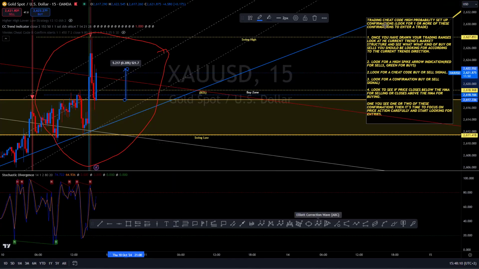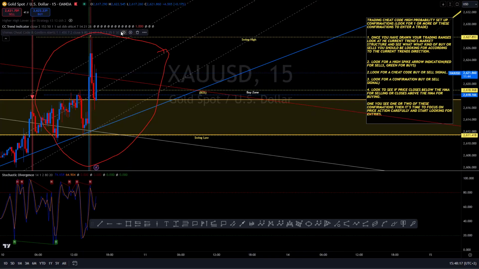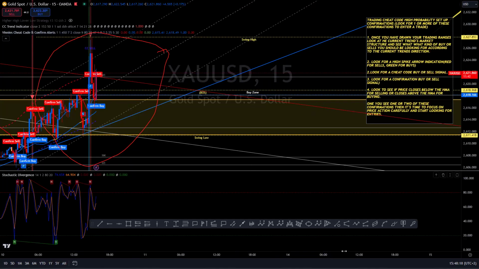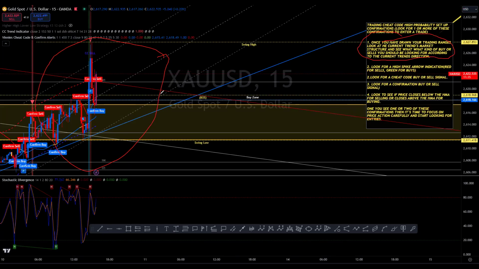Notice the reason why this confirmation buy was accurate, because number one, most importantly, we looked at the overall structure of the market. And that was step one. Overall structure of the market. Let's talk about that.